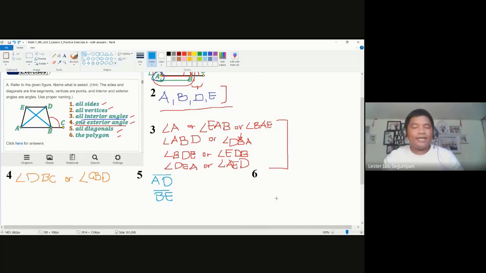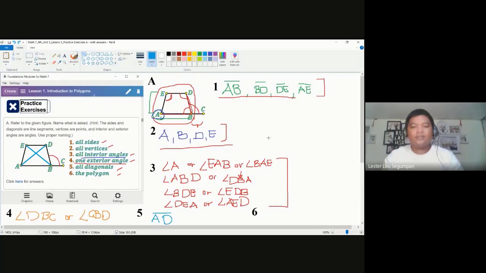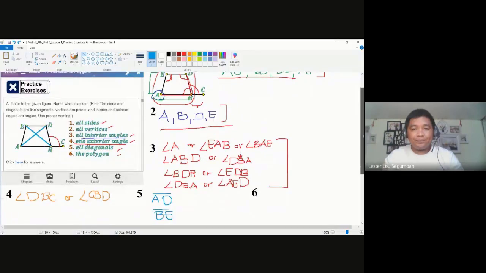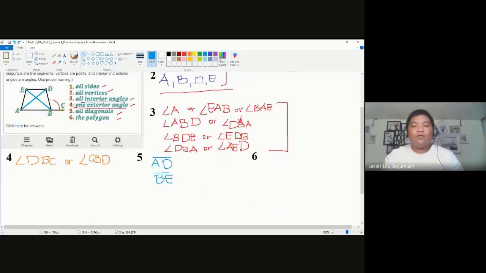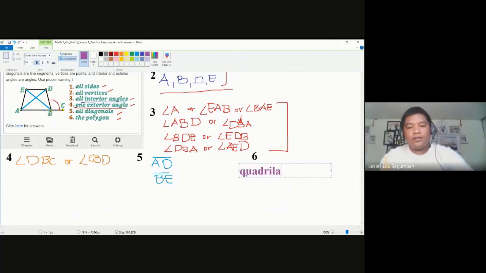And then finally, for number 6, we are now going to name this polygon. As I have mentioned earlier, this polygon has 4 sides, 4 vertices, and 4 interior angles. So we could actually use the name of a polygon having 4 sides, and we can call this a quadrilateral, and use the vertices in either a clockwise or counterclockwise pattern. If you use counterclockwise, you have quadrilateral A, B, D, and E. This is the first name of this polygon.